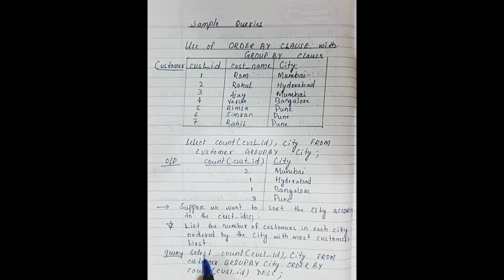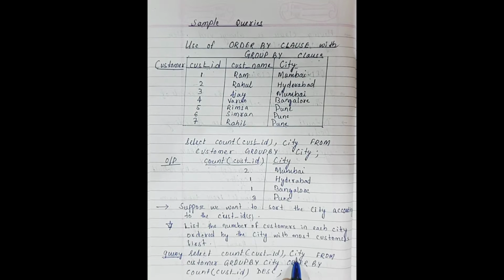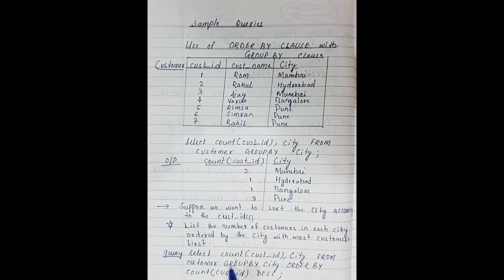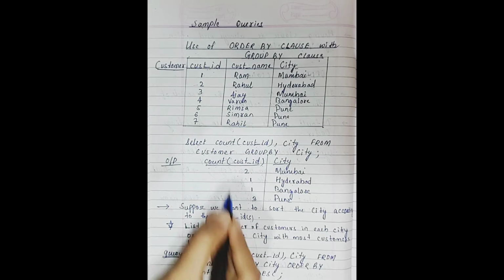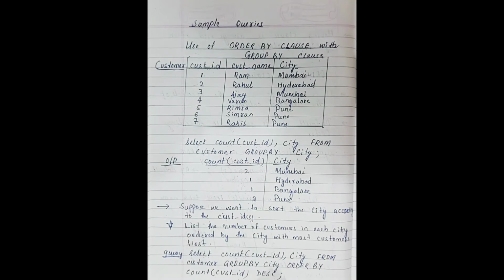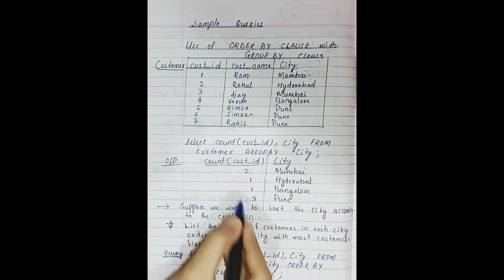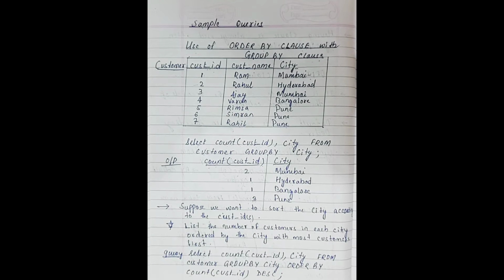So the query will be select count cust ID then comma city from customer then group by city. After that we will use order by then the column name. This column name, that is count cust ID. If we do not write anything, it will sort in ascending order. But here we want to display in descending order, that's why we will write descending order.